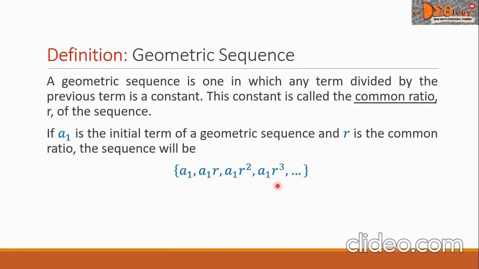For the fourth term, this third term is again multiplied to the common ratio. So we have a sub 1 R cubed. And this process will continue on and on. So we say that this is our a sub 1, the first term. This is our a sub 2, the second term. This is our a sub 3, the third term. And this is our a sub 4, the fourth term, so on and so forth.